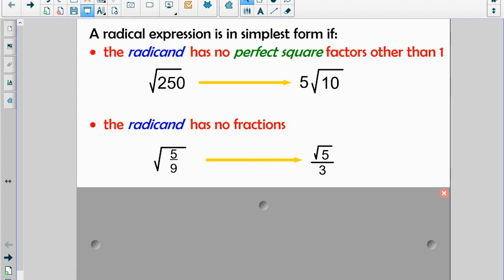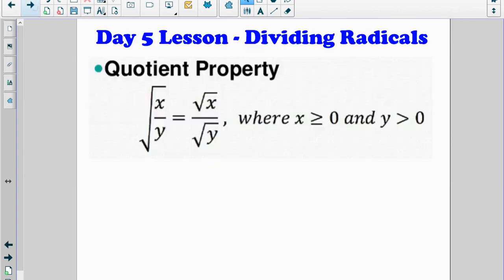Instead, what we're going to look at today is how to divide radicals, how to use this quotient property to simplify something like that. So here's the quotient property for our lesson today.